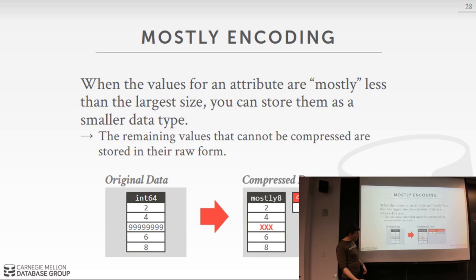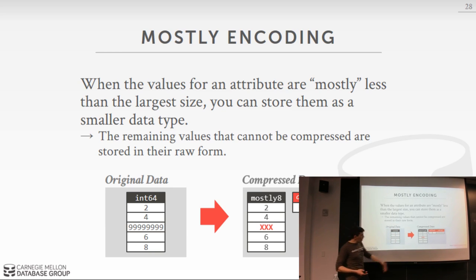So in the compressed form, I'll have the mostly-8 column, where I'll store those values that we had here originally. These will be stored as 8 bits. And then for that one entry that was really large, I'll have a special flag and say, well, at this offset, the data is actually not here. Go look up in some special table based on that offset, and that's how you get the original value.